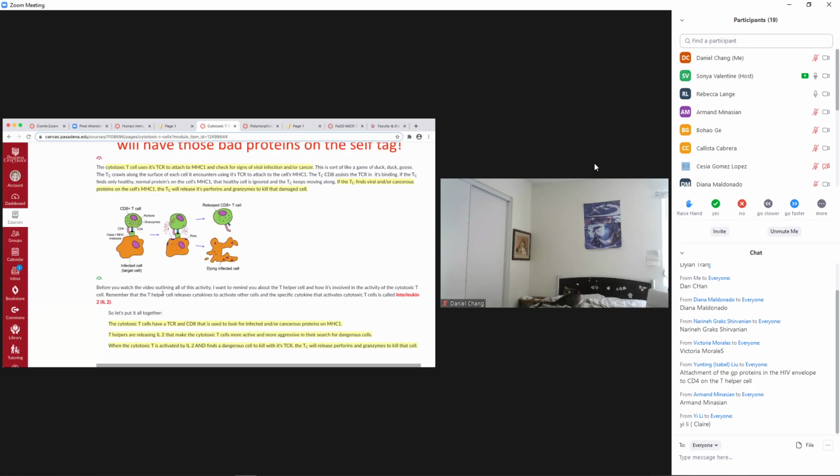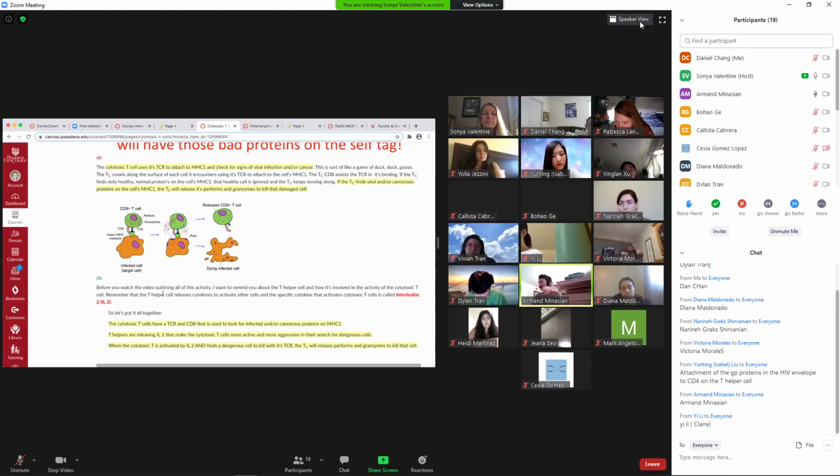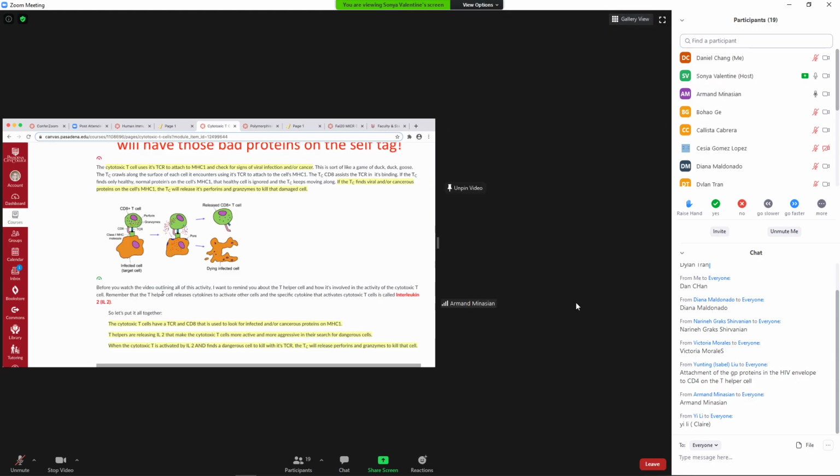Justin, anybody have any general questions about the T cells? Yeah, I have a question. Sure. So the T cells, they only attack cells that are infected. They don't go look for other cells.